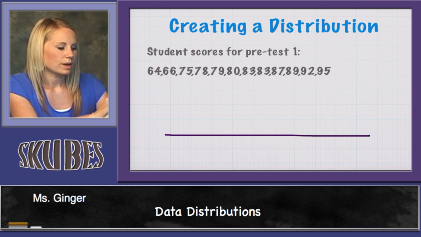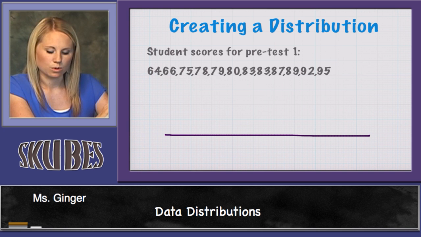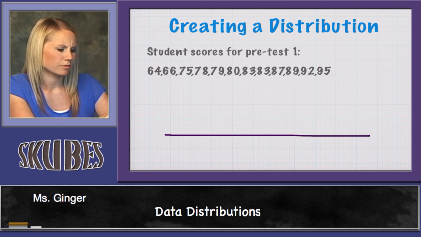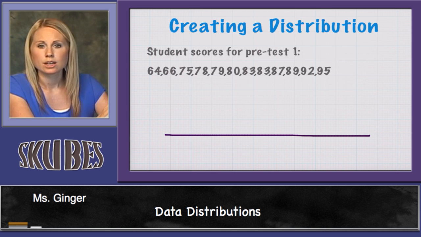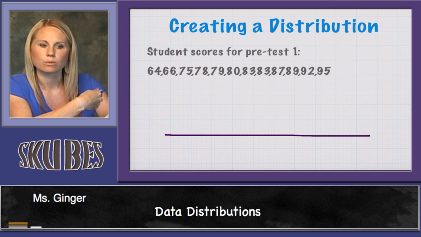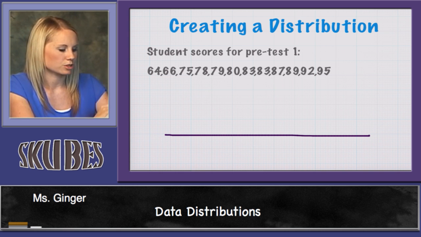For this one, we can look through and see that we have scores anywhere from the 60s to the 90s on this pretest. So we could do intervals of 10, maybe 60 to 70, 70 to 80, and so forth. And then we'll plot each one and see what we're working with, what kind of shape.